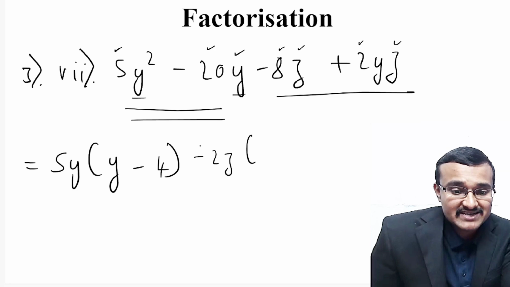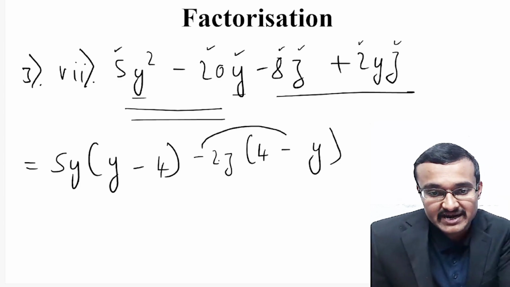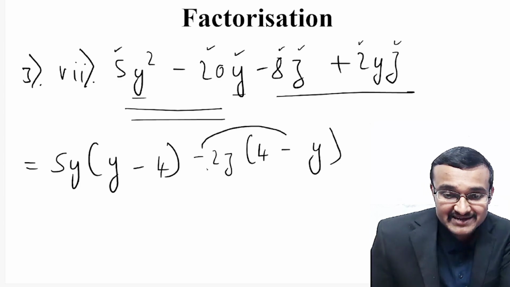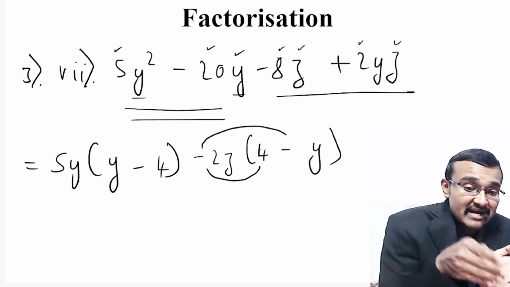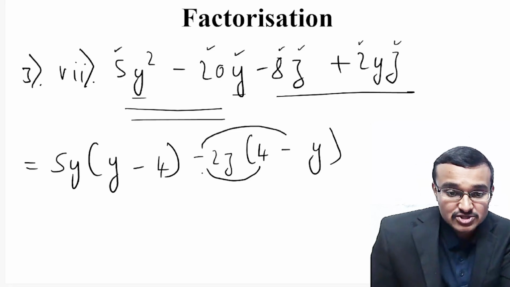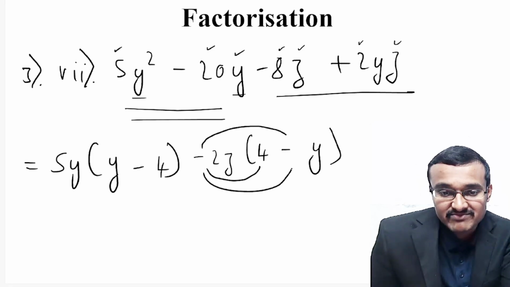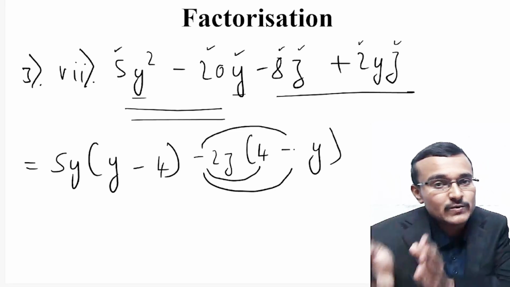So when you take minus 2z common, then you will be getting plus 4 minus y remaining inside the bracket, because when you multiply this minus 2z with plus 4, it will become 4 into 2 is 8, into z will be there, minus into plus will be minus, so you will get minus 8z as it is. So when you multiply this minus 2z with minus y, again you will get minus into minus plus, 2z into y will be 2zy.